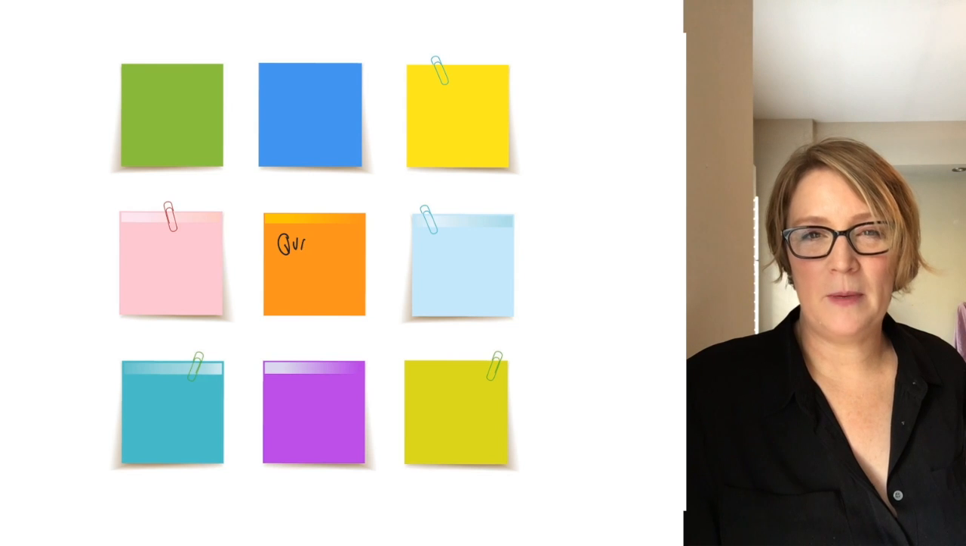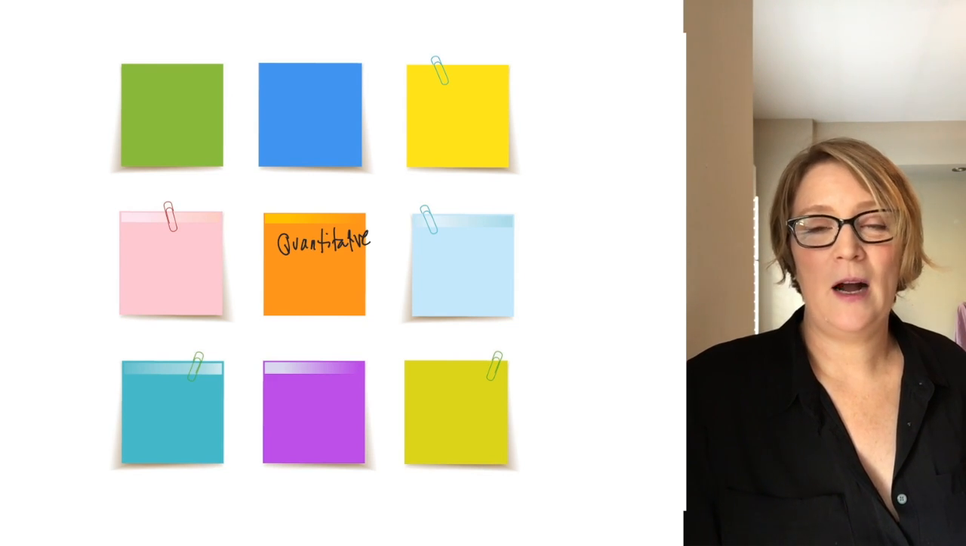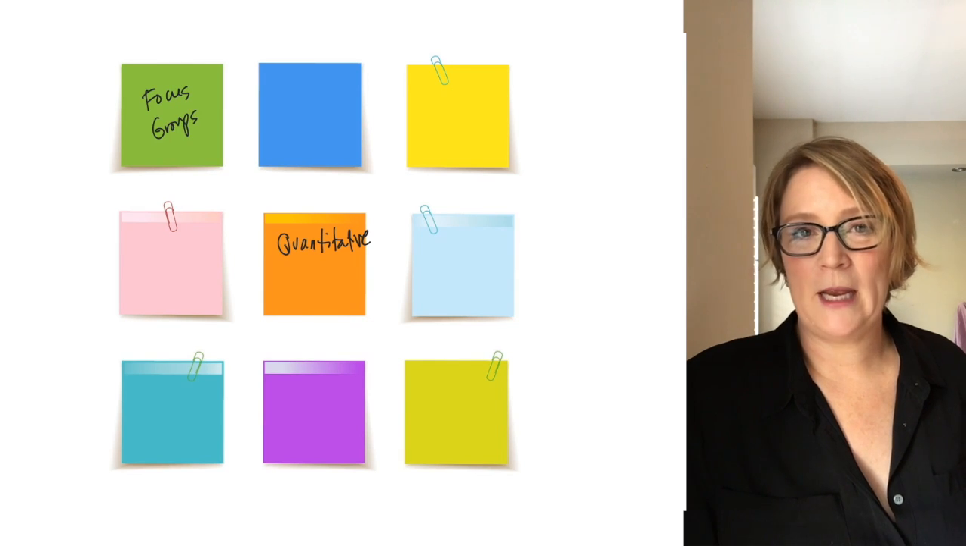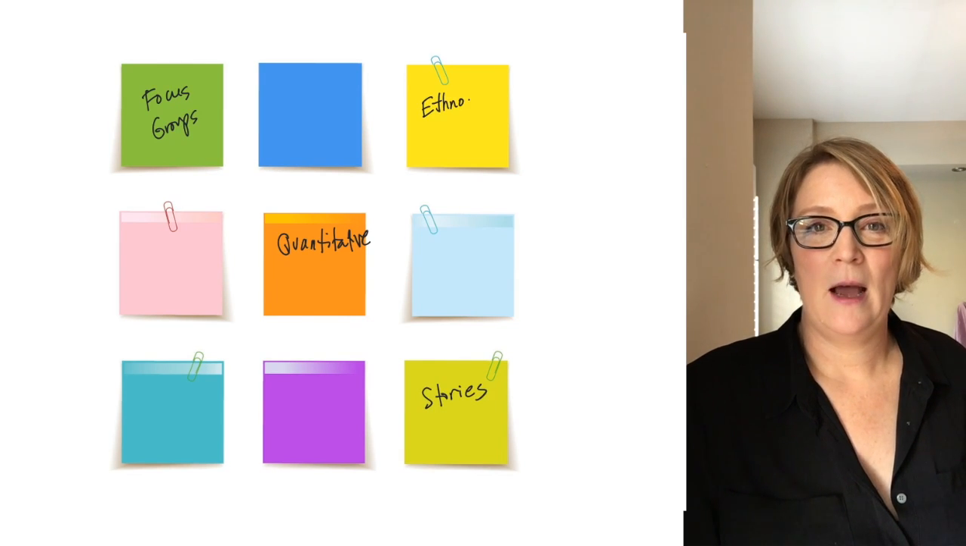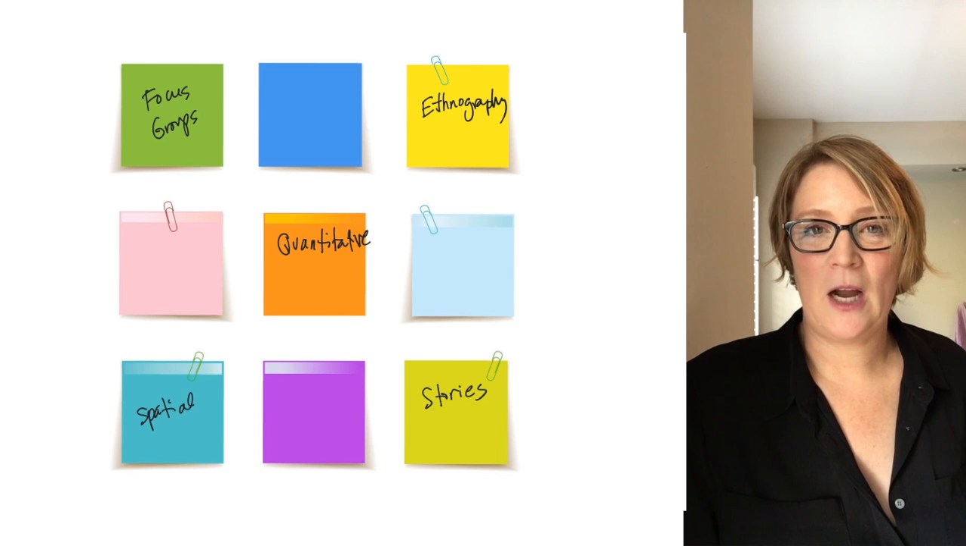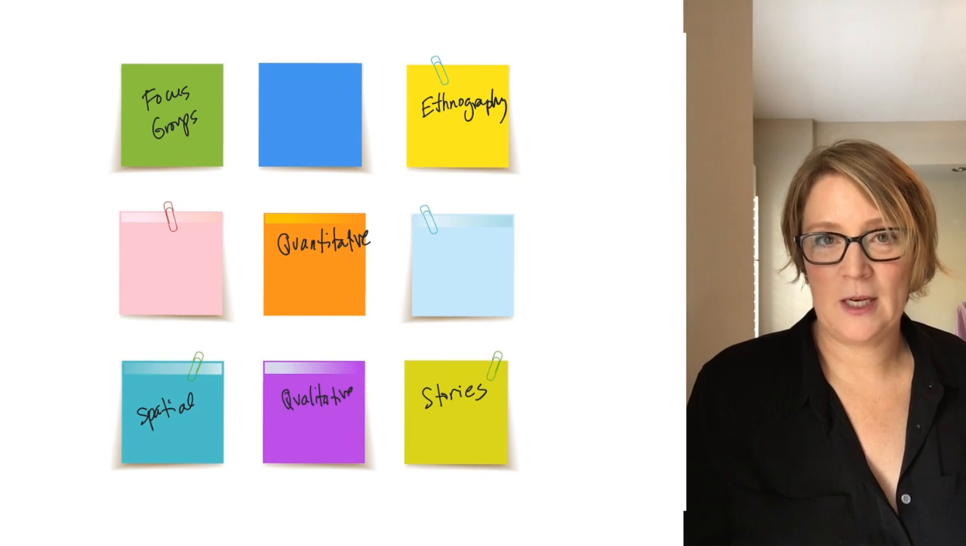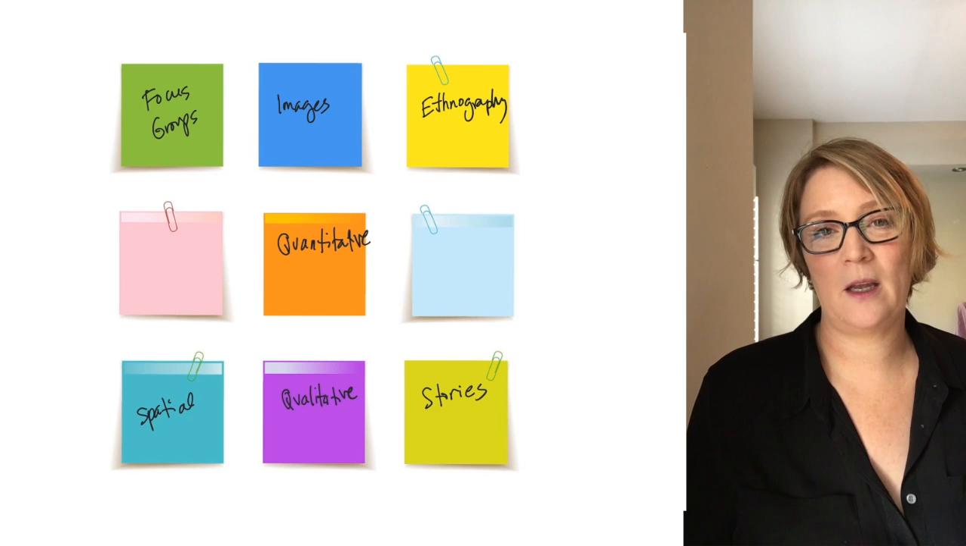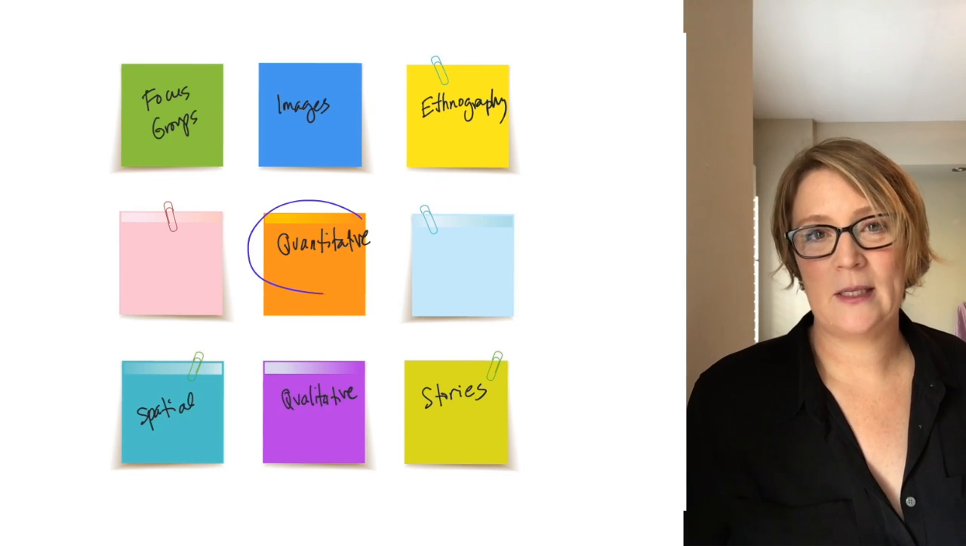For the purposes of this module, we're going to be talking about data that's quantitative in nature. So there are many different kinds of data: focus group data, stories, photos, ethnography. This module is going to be talking about quantitative data, so things that can be counted, things that are in spreadsheets. And within that concept of data, there's really three different types.